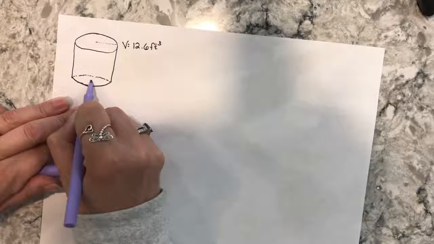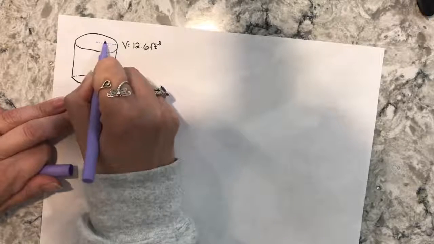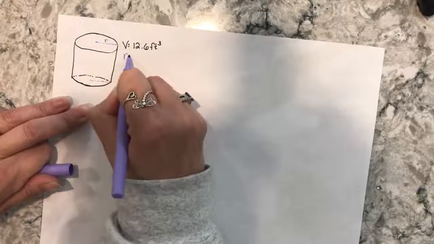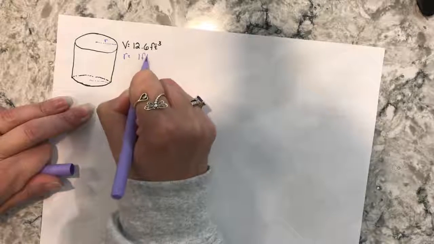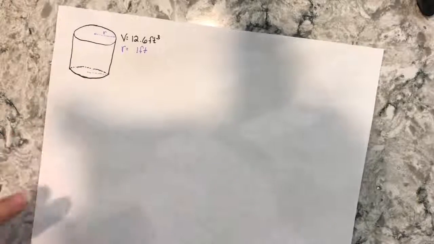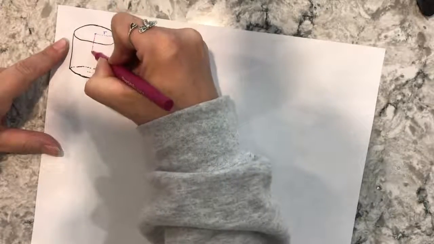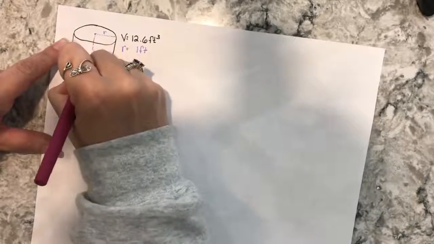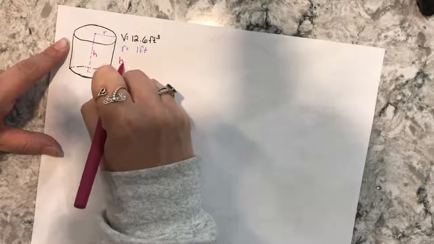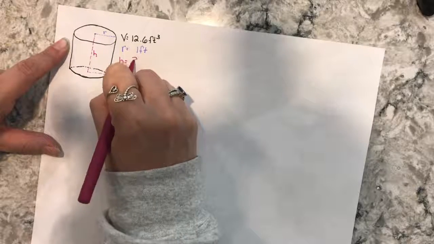Here's the radius. You can find it on the top or the bottom. Remember, the radius is half of the diameter. In our radius, we're going to keep simple and just say that it's 1 foot. The height is what we're going to look for in this cylinder. So we're going to put a question mark here because we don't know what it is.